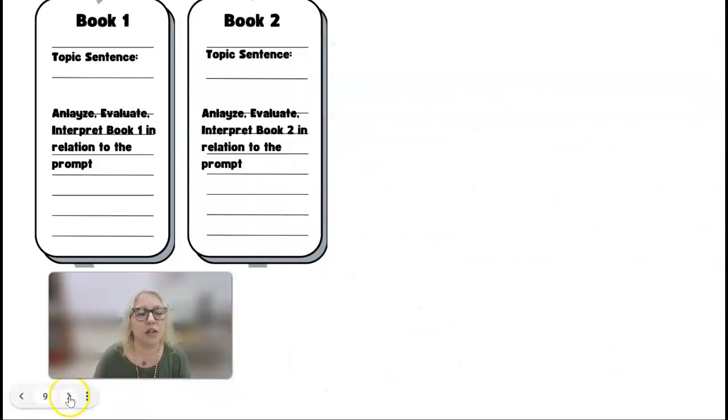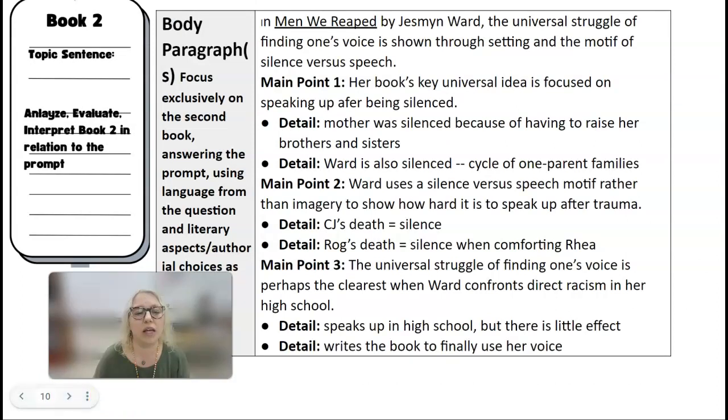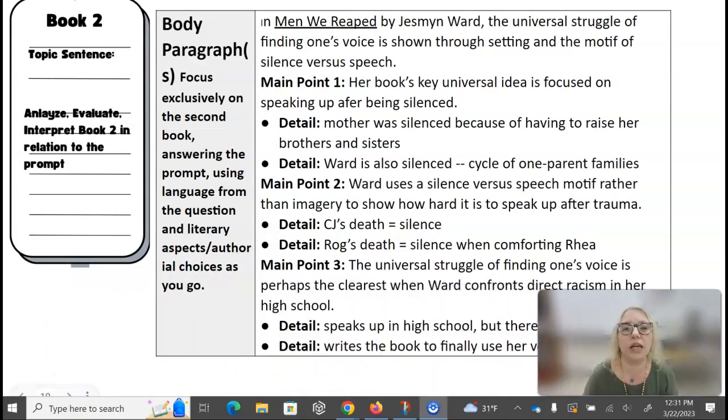Okay, the second book then, you're going to do the same thing, right? You're going to keep looking at just the book at hand. We already did The Things They Carried, so now we're moving just to Men We Reaped. And we're going to argue this point about the universal struggle of finding one's voice. And the student has done it in 3 main points. And maybe they have enough to make 3 paragraphs like the sample essay that's in Schoology, or maybe they'll have 2, maybe they'll have 1.